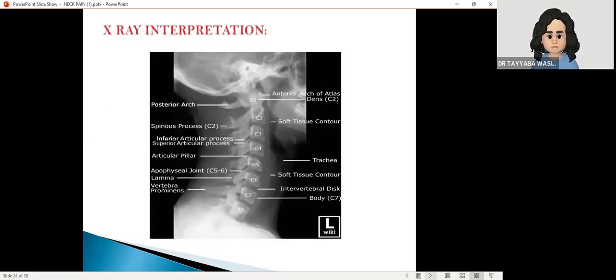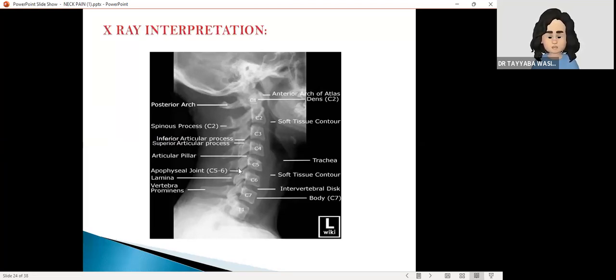We have just discussed that X-ray is the very basic and initial radiological image that we will advise to the patient. In order to find out the site of the damage or the site of the pathology, we should have a very sound knowledge regarding the various structures that can be seen from the cervical X-ray. As shown in this picture, we can see the various cervical vertebral bodies, and from this we can see the articular pillars.